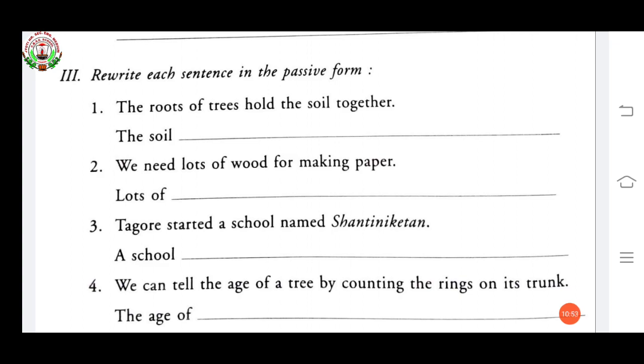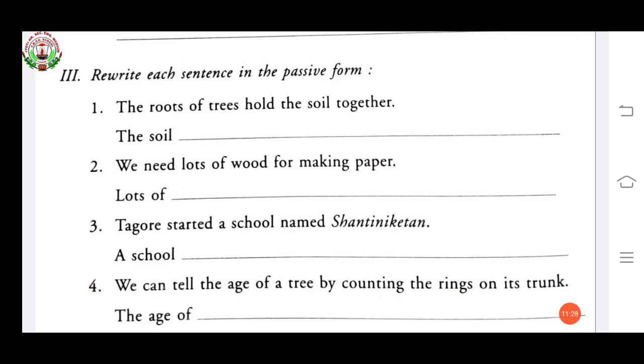Now see the second one. We need lots of wood for making paper. Here "we" is the subject. Now we have to change it in passive voice. Lots of wood is needed for making paper by us.